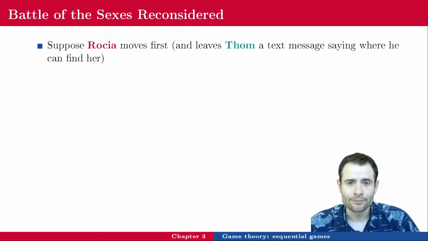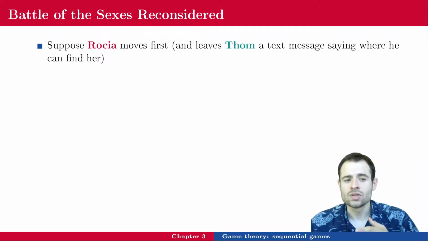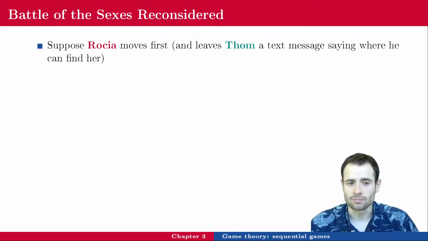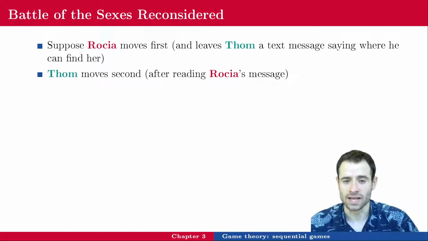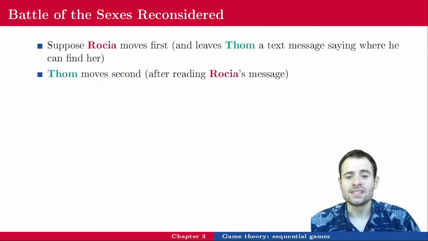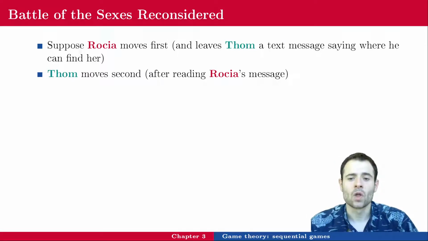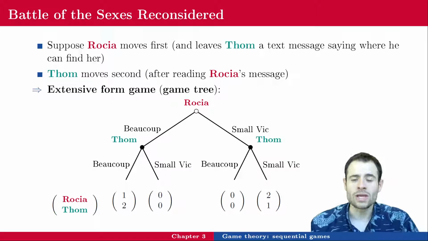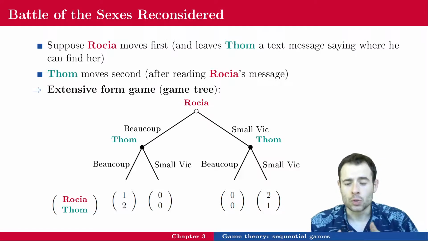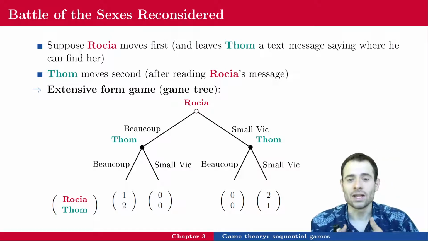Now imagine that Rosia moves first, and she can let Tom know where she went using a text message or anything else. So Tom is then going to move second after seeing what Rosia decided. So an extensive form game is going to be a game tree. A tree diagram is also called a dendrogram. That's just a fancy word if you want to show off.